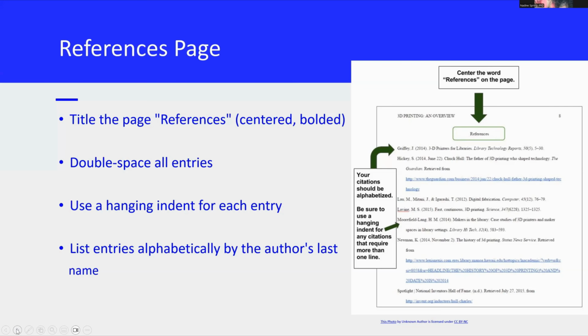Each entry should use a hanging indent, meaning the first line of each reference is flush with the left margin and subsequent lines are indented. This format makes it easier for readers to locate each reference. And finally, you want to list your entries alphabetically by the author's last name. This helps readers to find the sources you cited quickly and easily.